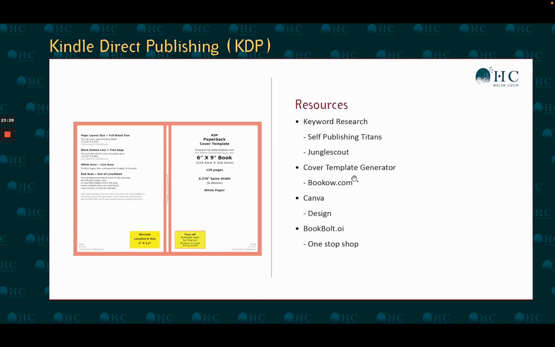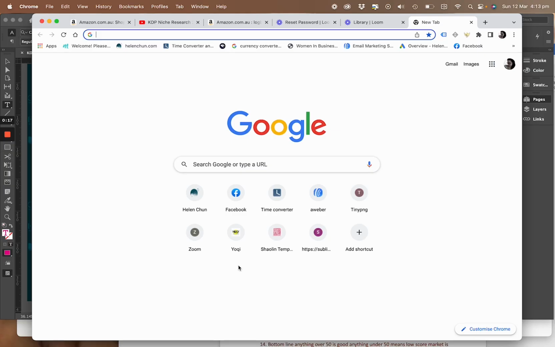Right, so resources. For keyword research, as I said, there's Self-Publishing Titans, or Jungle Scout is another one that's used. For the cover template generator, there's BookBolt, and Canva is for design. BookBolt is a one-stop shop which can supply templates and design images. It can do everything. In the next video, I'll demonstrate how to create our first KDP book.